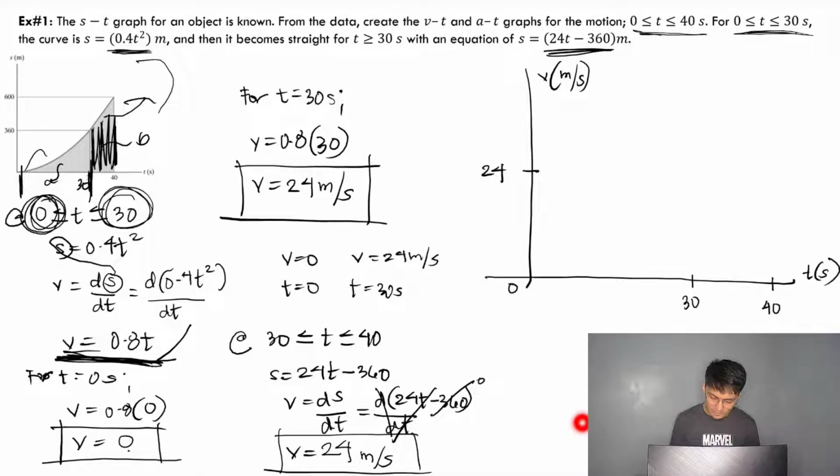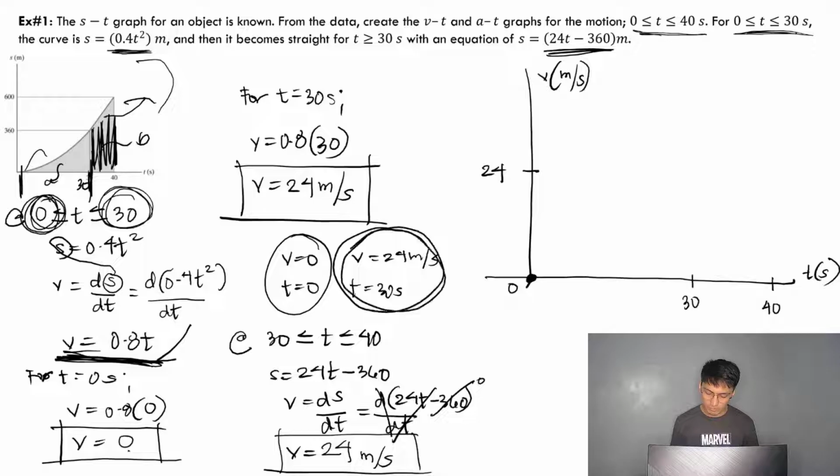When the time is at 0 seconds, ang ating velocity ay 0 din. So, ibig sabihin, ito lang yung ating first point. Next, at the time 30 seconds, ang ating velocity ay 24 meters per second. So, ibig sabihin, nandito yan. Ito. So, point na yan.